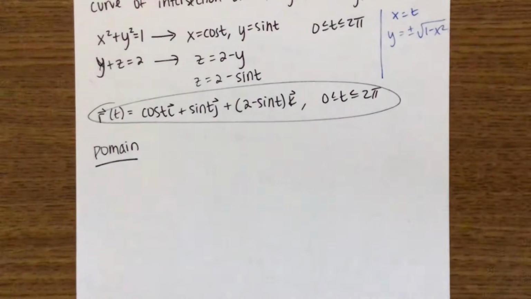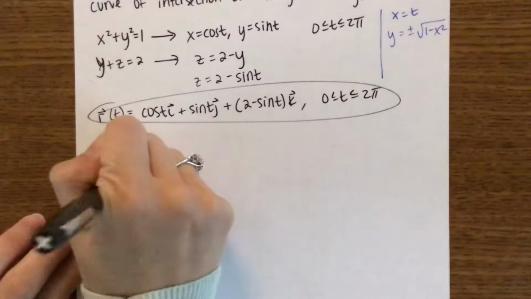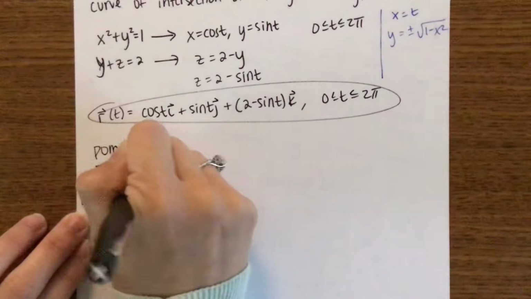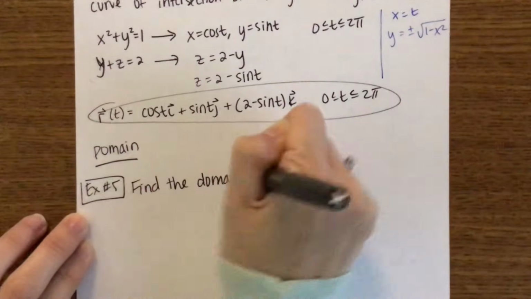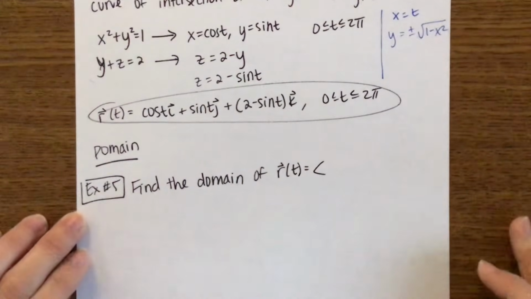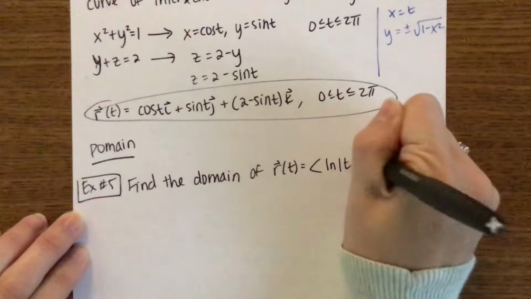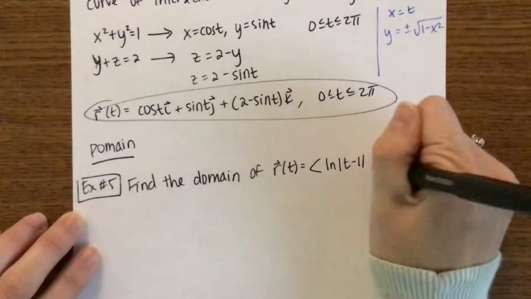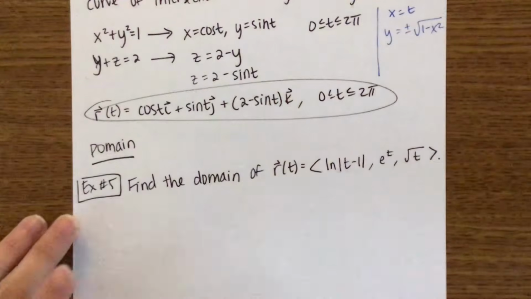Okay. Two other things we need to talk about. Well, three things: domain, limits, continuity. So, our domain example. We are going to find the domain of r of t. r of t is in 3-space. The first component is the natural log of the absolute value of t minus 1, and then e to the t is the second component. The third component is the square root of t.